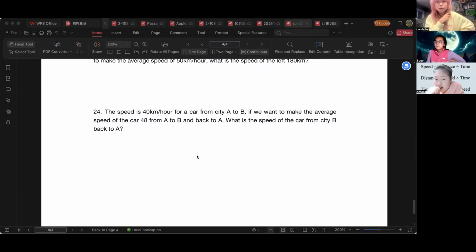The speed of 40 kilometers per hour, a car from A to B, if we want to make the average speed of the car 48 from A to B back to A, what is the speed of the car from city B back to A? Okay. Similar to the question earlier, but this time there's no distance at all. But remember, if there's no distance at all, we can make our own distance. Yes, you can do that.